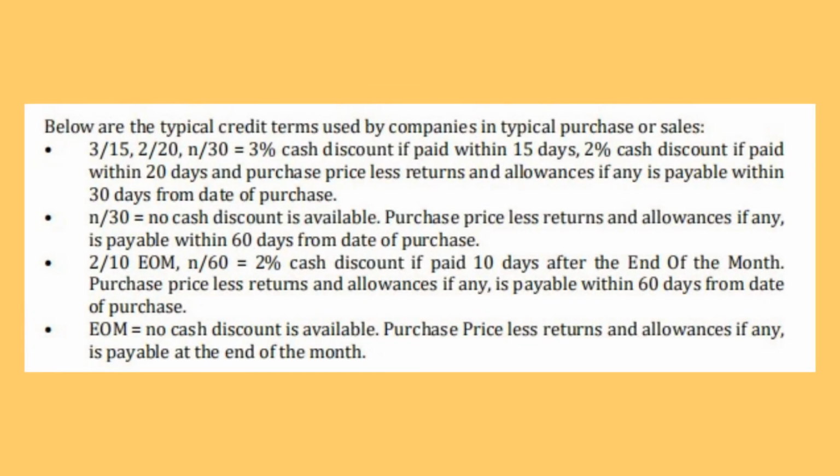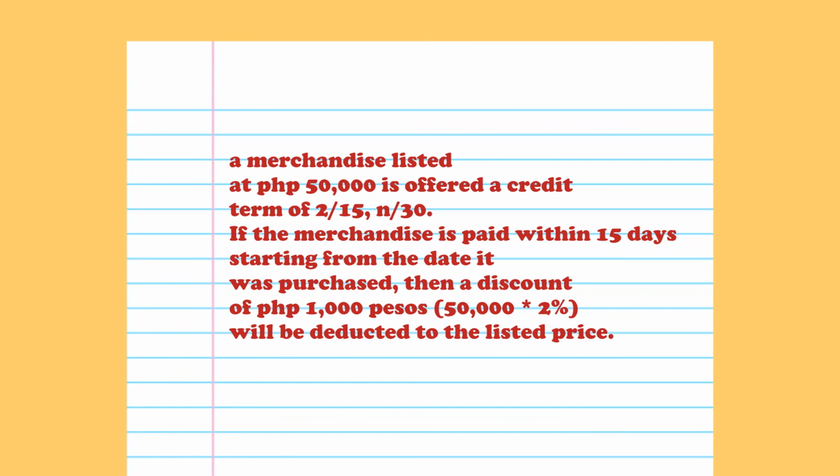Credit terms indicate the amount of cash discount and the time period in which it is offered. Below are examples of credit terms for cash discount. An example of a cash discount is when a merchandise listed at 50,000 pesos is offered a credit term of 2% in 15 days and none in 30. If the merchandise is paid within 15 days, starting from the date it was purchased, then a discount of 1,000 pesos will be deducted from the listed price.